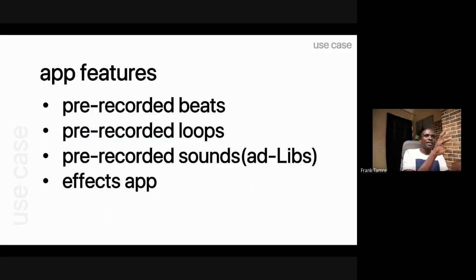Remember, it's just a simple app we start with, and we had all these many ideas, which we can summarize: we have pre-recorded beats and some loops that you can use inside. Beats are like, you know, and then you have loops, things that repeat, maybe like a keys or something. And then you have pre-recorded sounds like ad-libs.